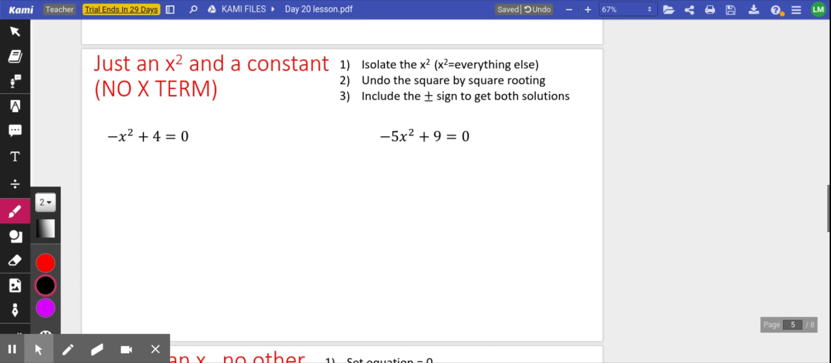Okay, if we have x squared and a constant, there's no x term. There's no linear term here. No 4x or 3x or minus 7x. So these are our steps. Go ahead and take a second, write these down. These are important.